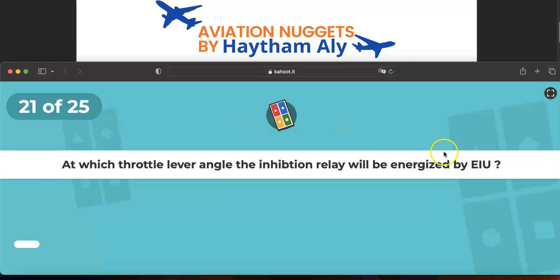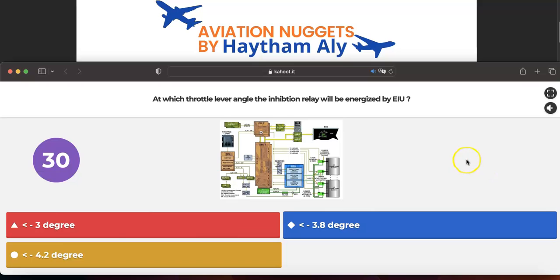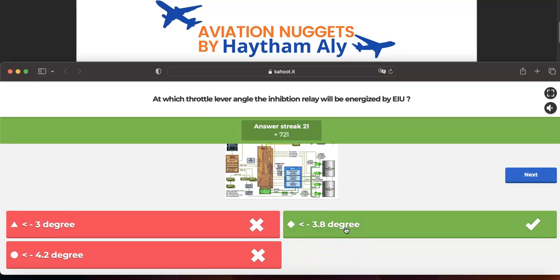Next one. At which throttle lever angle will the inhibition relay be energized by the engine interface unit? Is it less than minus 3 degrees, less than minus 3.8 degrees, or less than minus 4.2 degrees? The right answer is less than minus 3.8 degrees.